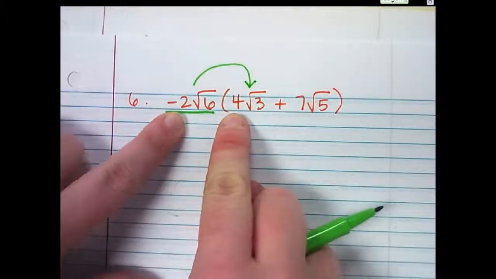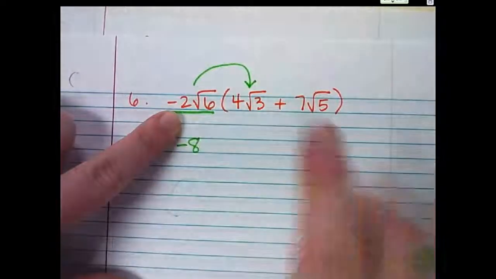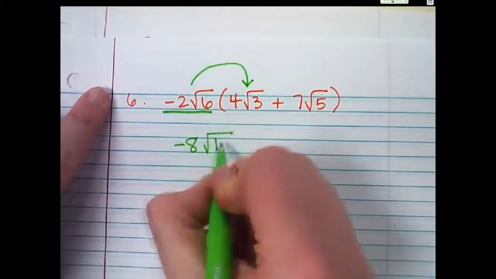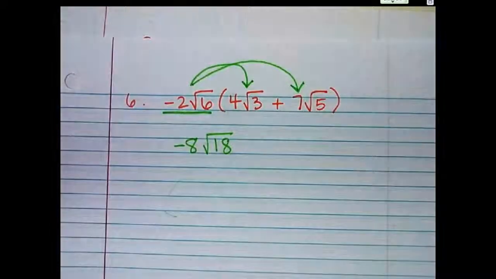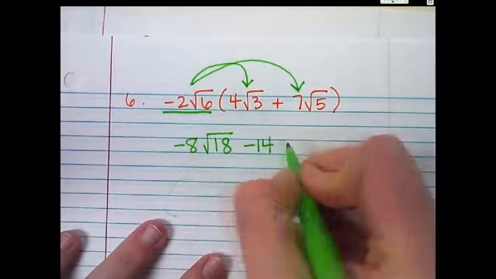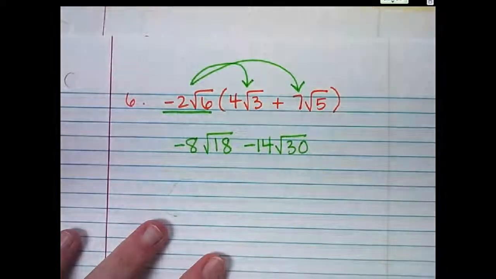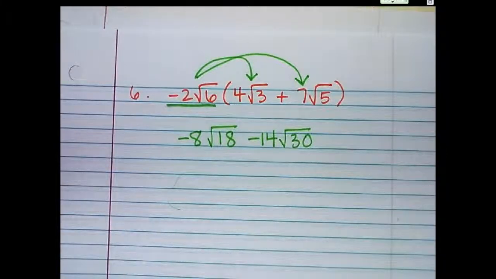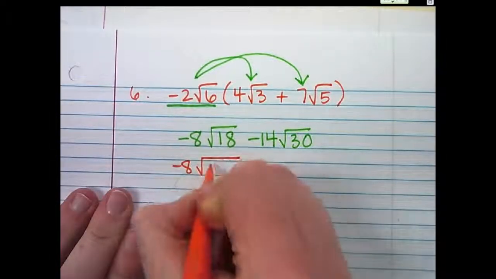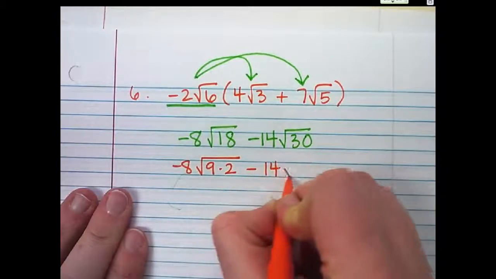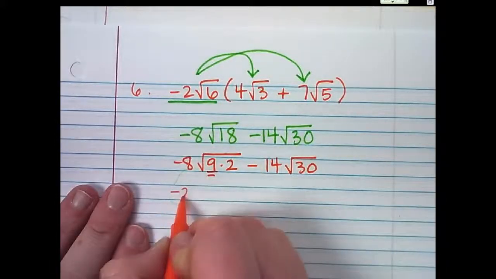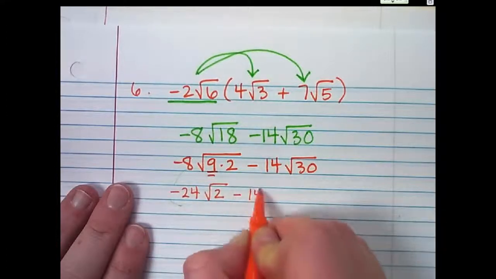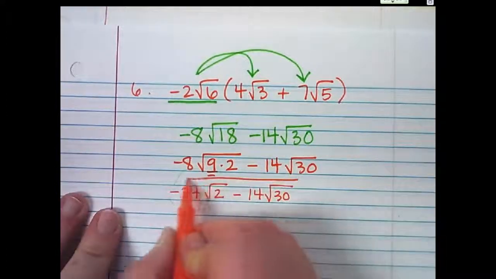So I multiply the coefficients, negative 8. And then I multiply it under the radical would be 18. And then I go to the second one, which would be negative 14 square root 30. Can I simplify anything? The 18. What's inside 18? 9. So 9 times 2. Can I simplify the 30? No. So square root of 9 is 3. When it comes out, that gets multiplied. So negative 24 square root 2 minus 14 square root 30.